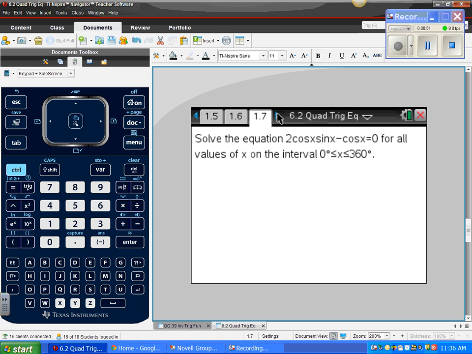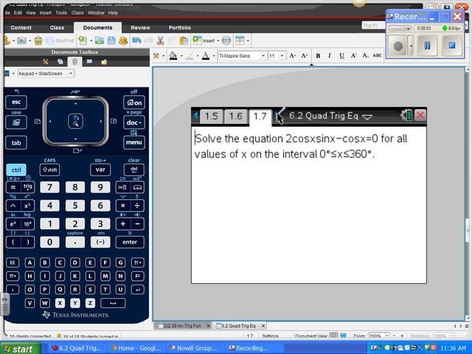We can't pull out an x, and I'm glad you brought that up. You see these x's here? They are attached to the sine and the cosine. They are part of it. They cannot be separated. It is like peanut butter and jelly.